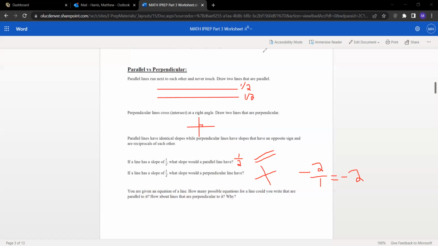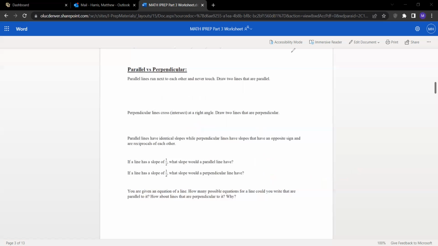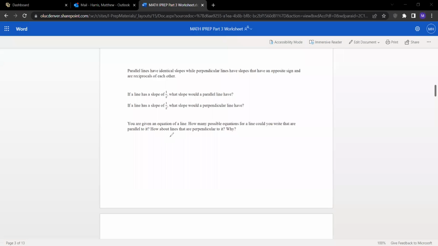Let's move on to this next part really quick. You're given an equation for a line. Let's say y equals 2x plus 2. How many possible equations for a line could you write that are parallel to it? Let's say infinity, right? We can see by drawing this out. So that's a line. This one is parallel. That one's also parallel. Oh, and so is that one, right? None of these lines are ever going to cross each other. So they're all parallel lines, and they all have a slope of 2.